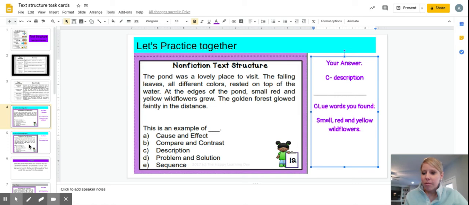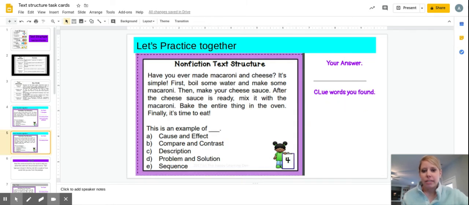Okay, let's look at one more together. This one says, "Have you ever made macaroni and cheese? Fun fact, macaroni and cheese is one of Miss Peacock's favorite things to eat. It's simple. First, boil some water and make some macaroni. Then you make your cheese sauce. After the cheese sauce is ready, mix it with the macaroni. Bake the entire thing in the oven, and finally it's time to eat."